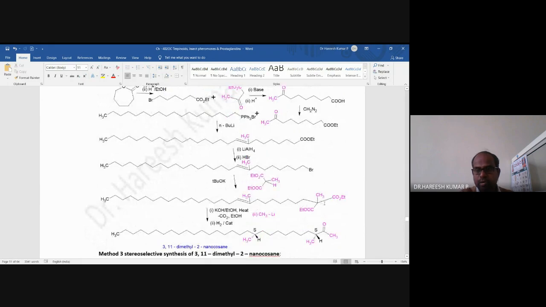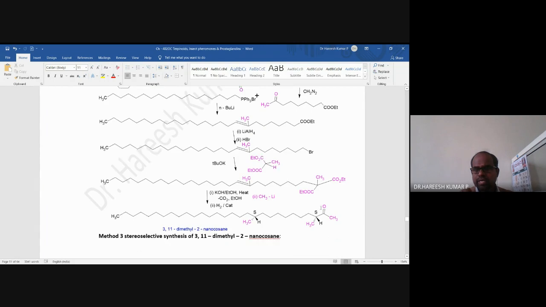And this compound on treatment with KOH in presence of ethanol. So KOH means it's a base. So what will happen? This ester is converted into carboxylic acid. The obtained carboxylic acid on heating undergoes decarboxylation, converting this complete group into H. Means carboxylic acid is going out, ethanol also going out, and this will pick up a proton.